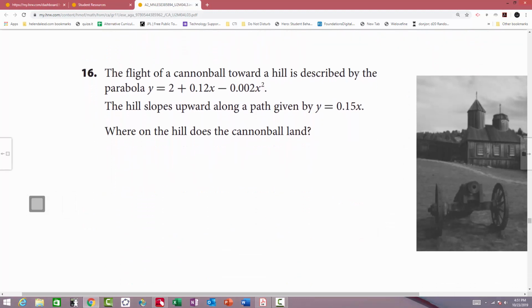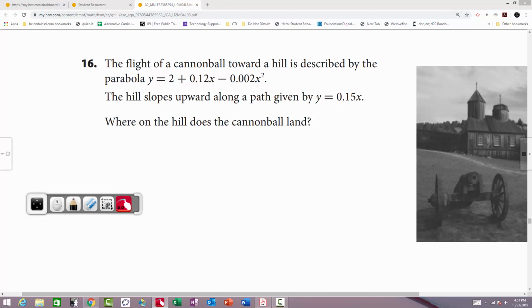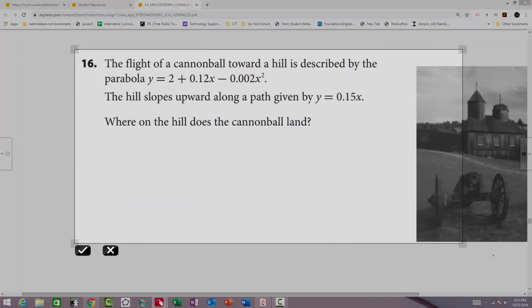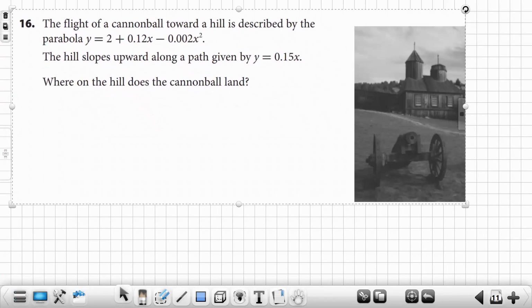16. The flight of a cannonball toward a hill is described by the parabola y equals 2 plus 0.12x minus 0.002x squared. This hill slopes upward along a path given by y equals 0.15x. I'm going to cut this one over so my writing's just a little bit better. We're talking about cannonballs. Where on the hill does the cannonball land?